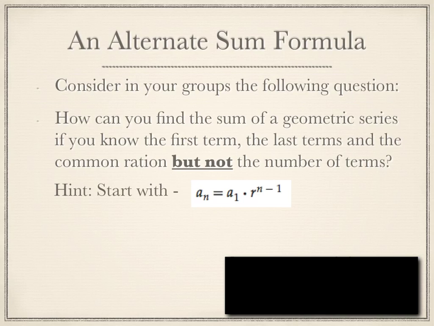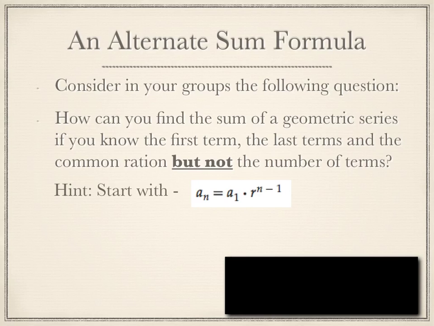Okay, now here's a problem for you to think about. So far we've found the sum of a geometric series if we've been given the first term and the last term and the common ratio. But what if we don't know the number of terms? So let's say we don't know what n is. What can we do? This becomes a difficult problem because then we have to start using logs to figure it out, and it gets really messy.